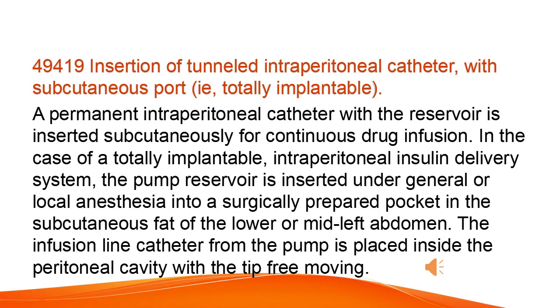Insertion of tunneled intraperitoneal catheter, with subcutaneous port, i.e., totally implantable. A permanent intraperitoneal catheter with the reservoir is inserted subcutaneously for continuous drug infusion. In the case of a totally implantable, intraperitoneal insulin delivery system, the pump reservoir is inserted under general or local anesthesia into a surgically prepared pocket in the subcutaneous fat of the lower or mid-left abdomen. The infusion line catheter from the pump is placed inside the peritoneal cavity with the tip free moving.